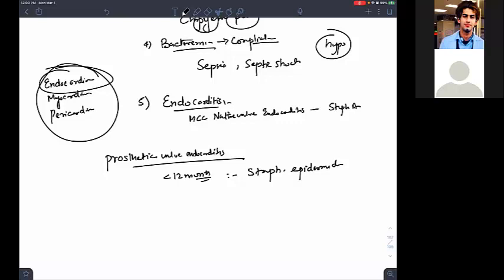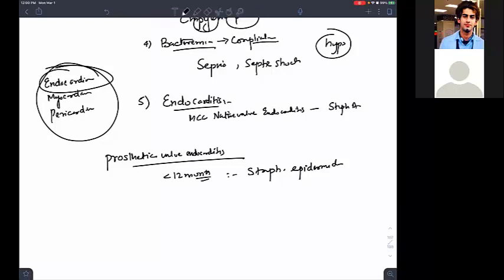is still not caused by Staph aureus, it is Strep viridans. So late prosthetic valve endocarditis is caused by Strep viridans. The leading streptococcal infection causing endocarditis in a prosthetic valve is Strep viridans. So greater than 12 months is Strep viridans.